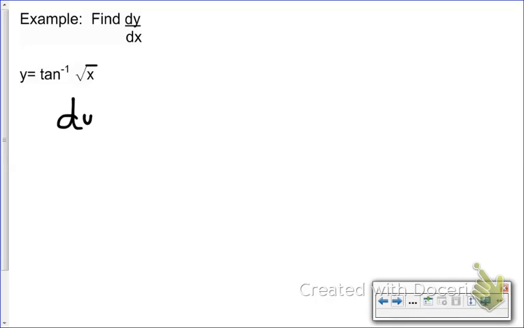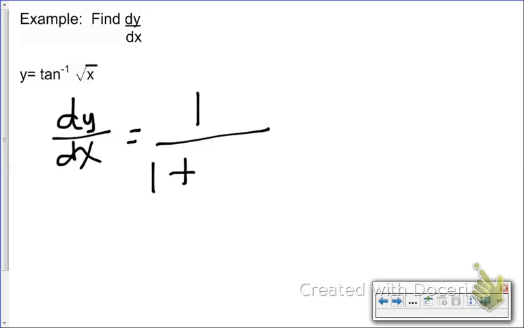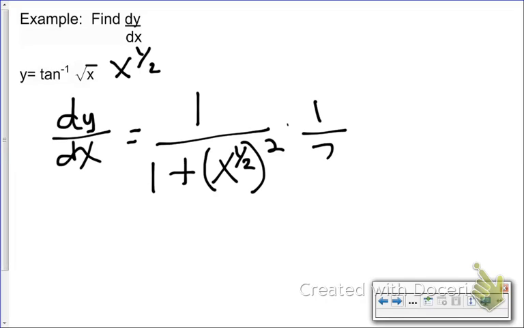What do we get? dy dx equals... Courtney, what do you got? 1 over 1 plus x to the 1/2, squared, good. Times the derivative. What's the derivative of x to the 1/2? Half x to the negative half. Good. What can we do down below? What is x to the 1/2 squared?